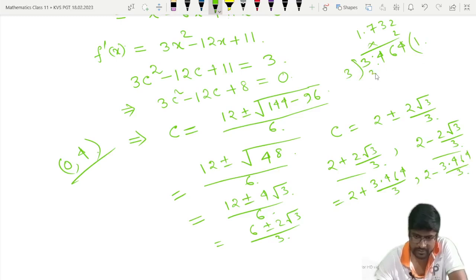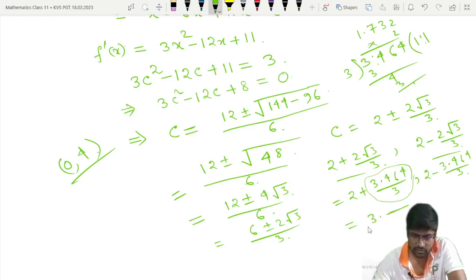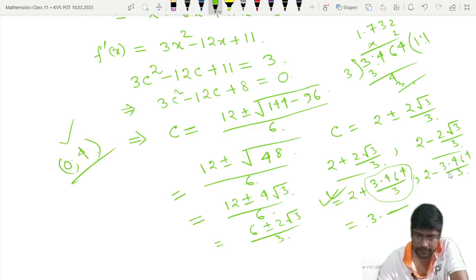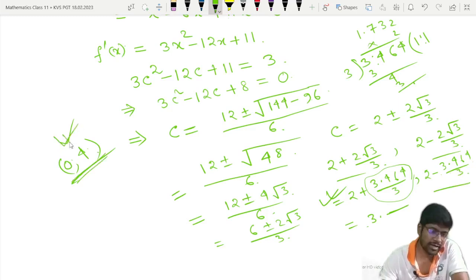3 1 3, then point 4 3 1 3 1, that means 1 point something. Okay, this value is 1 point something, so this value will be 3 point something. Okay, 3 point something, so this value will lie inside this interval 0, 4. So this is okay. And what about this value? This is also 1 point something, so 2 minus 1 point something, that will also lie inside this interval 0, 4.